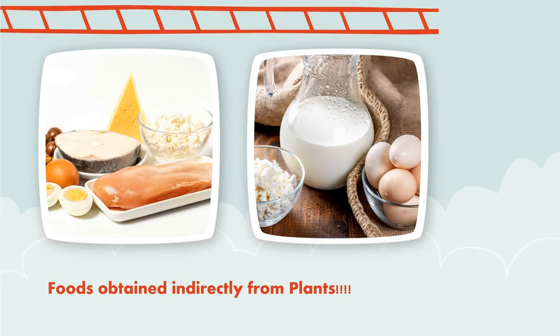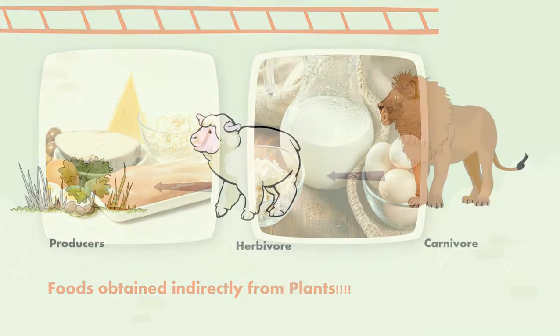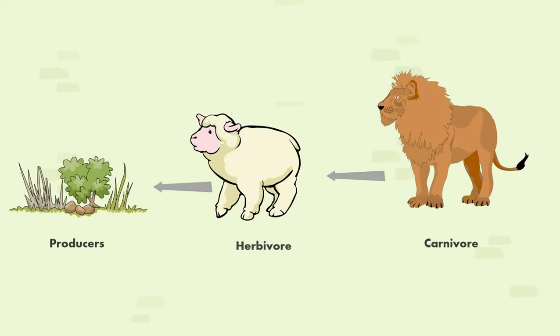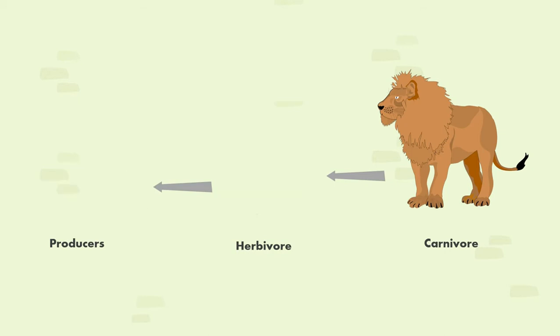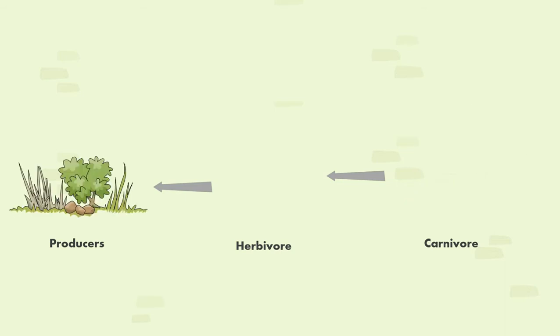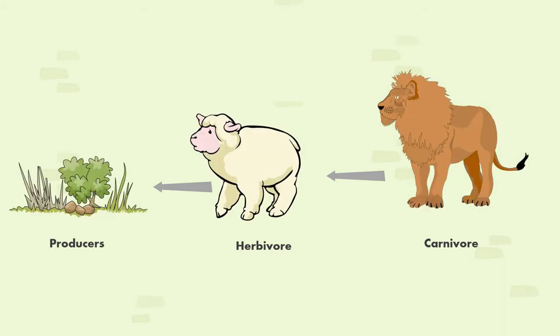Take the example of a sheep eating grass and a lion eating the sheep. Imagine if there were no plants. The sheep would not survive and the lion also would not get food. So here, the sheep directly depends on plants for food, while the lion indirectly depends on plants for food. So all of them directly or indirectly depend on plants for food.